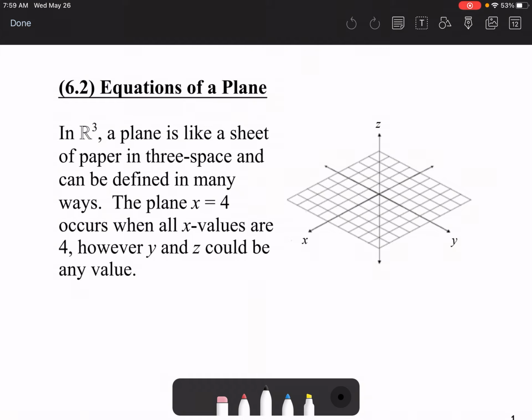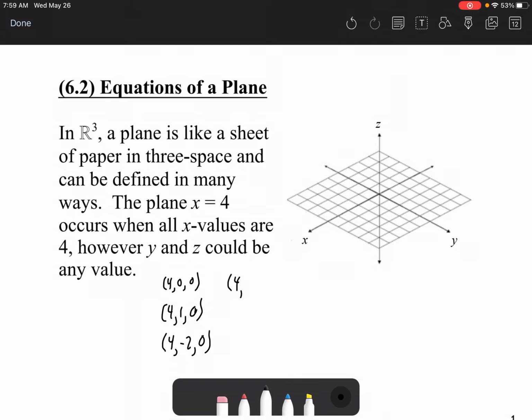So the plane x equals 4 occurs when all x values are equal to 4. However, the values of y and z could be any value. So some points that could possibly exist on this plane are (4, 0, 0), or (4, 1, 0), or (4, -2, 0).